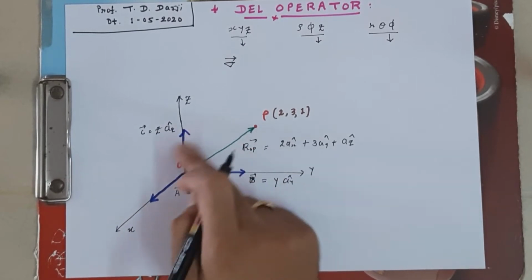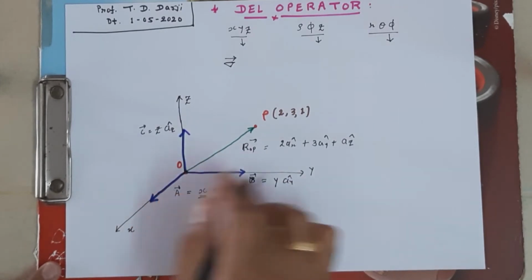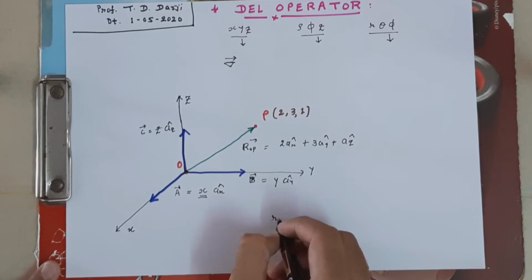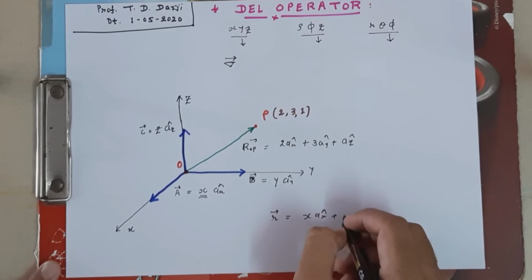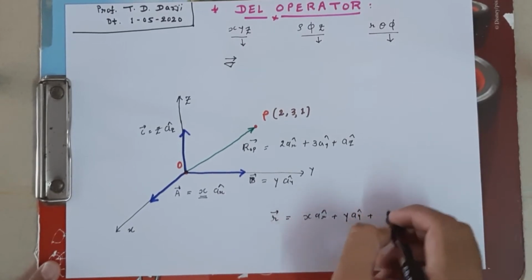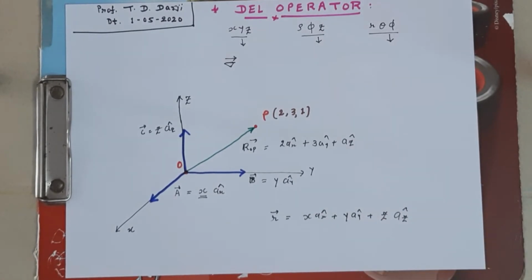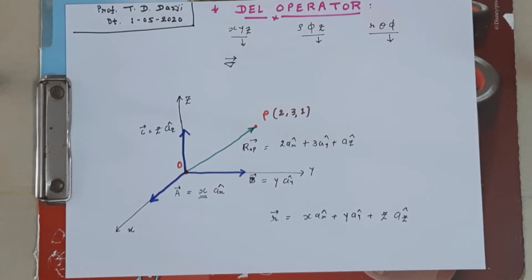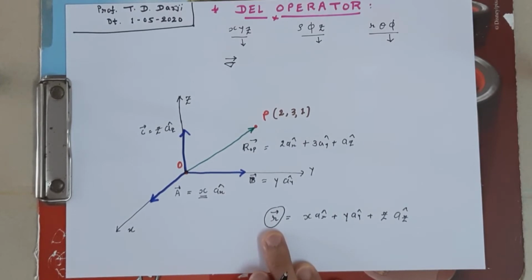If I combine all three, I get one vector. So suppose I write the r vector equals x ax plus y ay plus z az. It's a combination of all three vectors in all three directions x, y and z. So this is known as the r vector. Now suppose I want to find out how the magnitude of this r vector changes in the x direction, by how much amount.